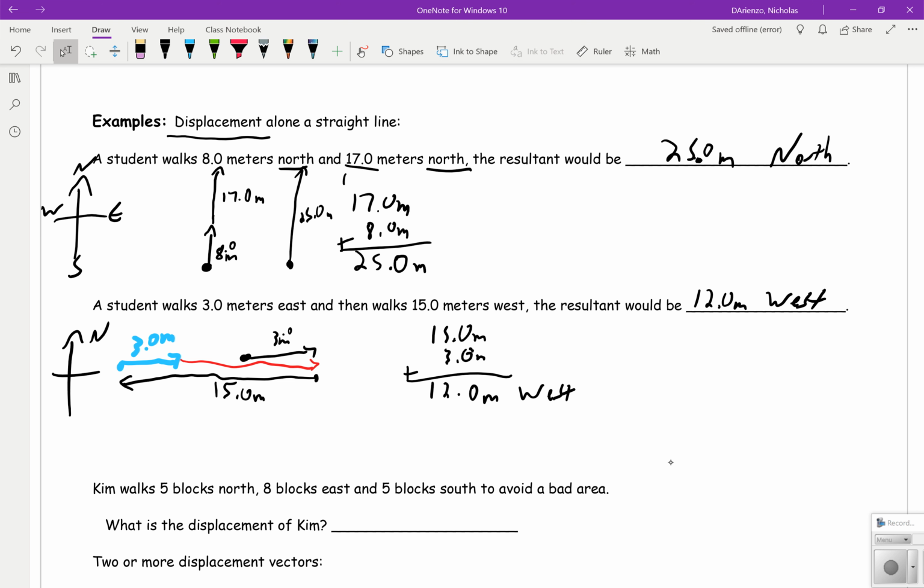So in this case, if I add these together, we could call the east direction negative and the west direction positive. In this case, this would come out to a plus 12.0 meters west, the positive direction indicating west. We could also do this as calling the west direction negative and the east direction positive. And we would get an answer of 12 meters, the negative indicating that it is going to the west. So again, just to show you that negative can be used to indicate direction.